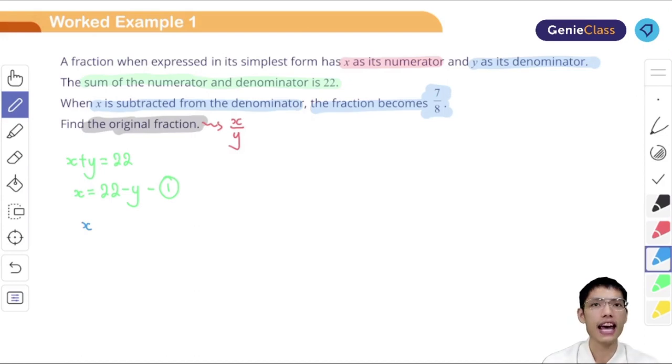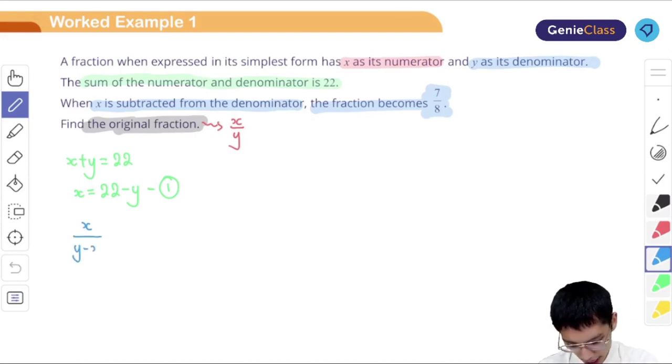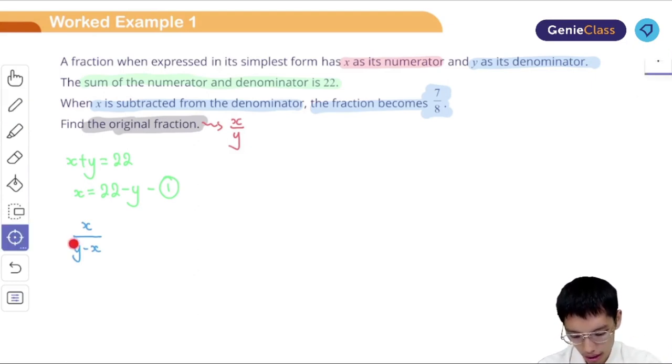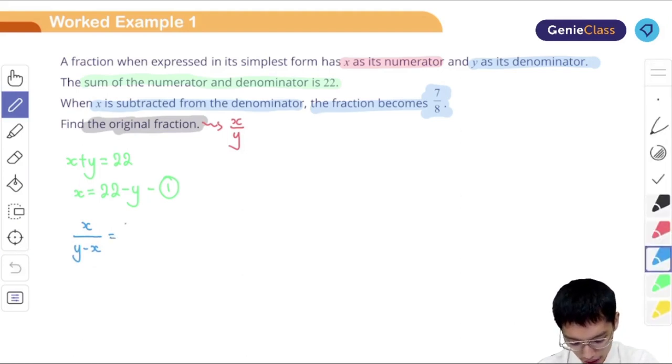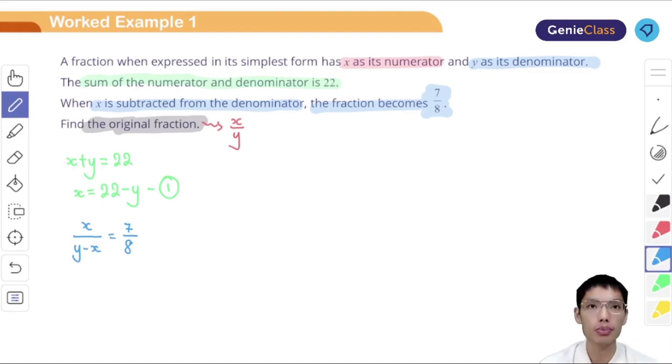Not changed, so it's just x. The other one, what is it? I'm going to have y minus x. X is subtracted from the denominator. Subtracted from the denominator, so y minus x. So that's where I have 7 over 8. So this is not a linear equation yet. That is where we have to manipulate. In this case, what's the first step we can do over here to manipulate our steps?